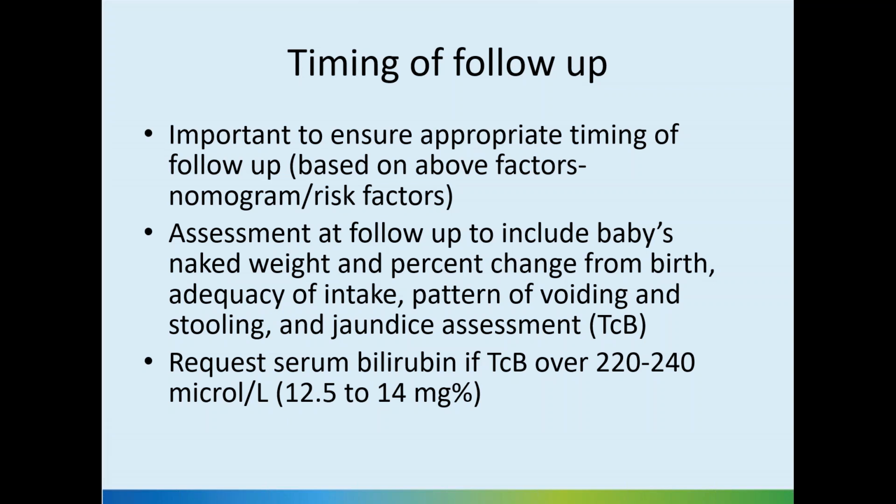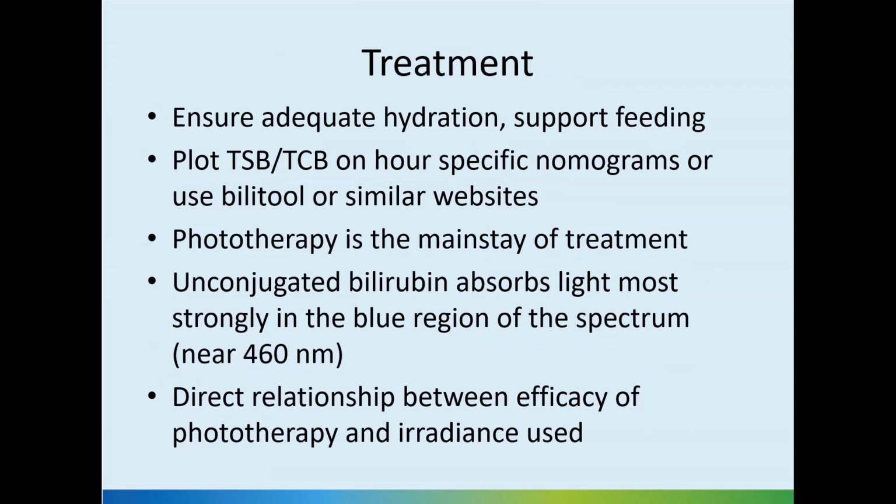We should request the serum bilirubin if the transcutaneous bilirubin is over 220 to 240 micromoles, 12.5 to 14 milligrams per cent. This is because this is a rough guide, it's not the exact indicator, and the bilirubin result can be plus or minus 2 to 3 milligrams above the reading on the transcutaneous. So if it is above the level, it may fall in the treatment zone. We should ensure adequate hydration and support feeding. We should plot the bilirubin on our specific nomograms.